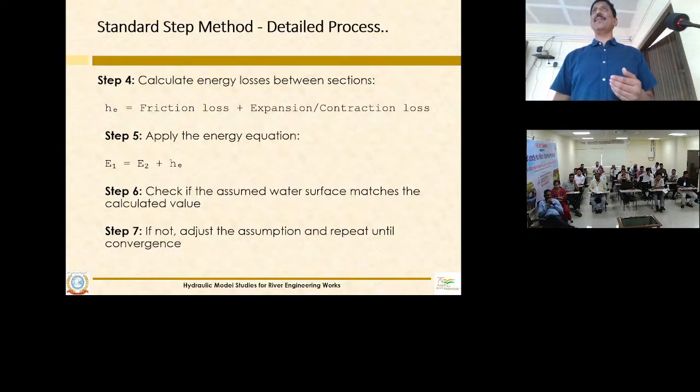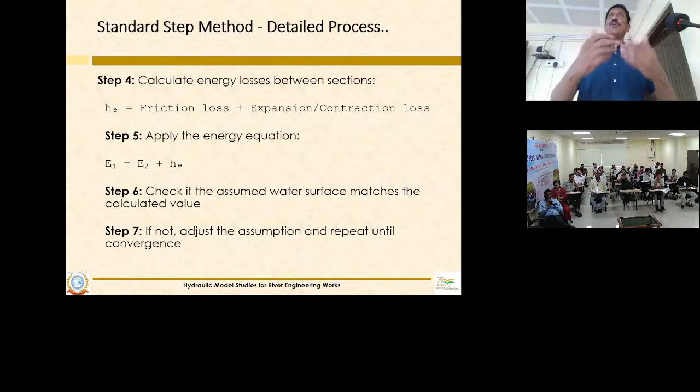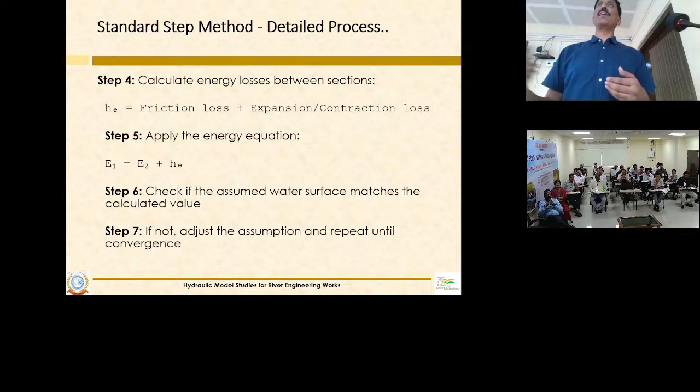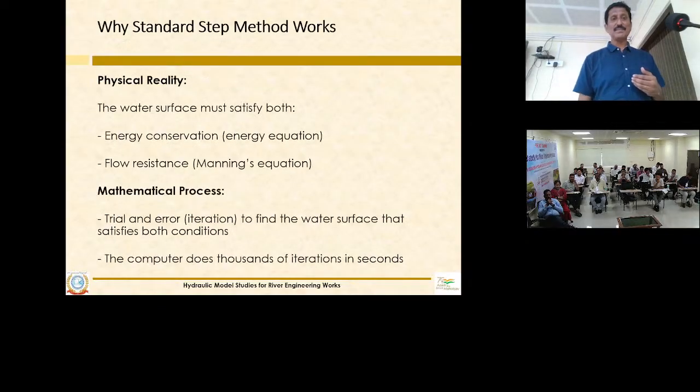Otherwise, next iteration. So basically, HEC-RAS does all this process automatically. So your trial and error process has been reduced by HEC-RAS. It can compute thousands of iterations in one second. So how fast it is.